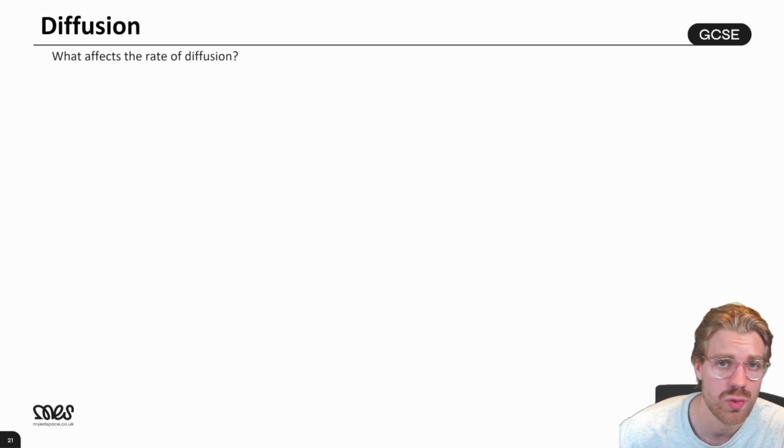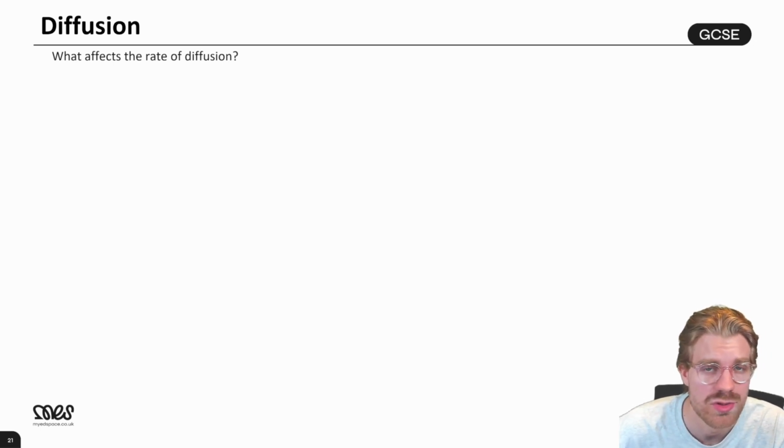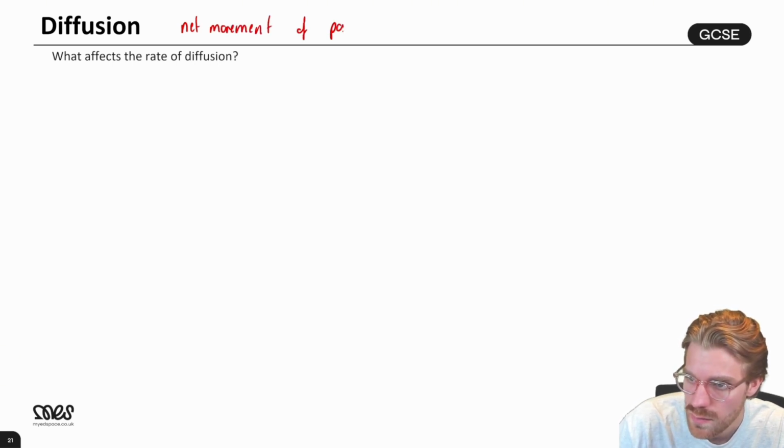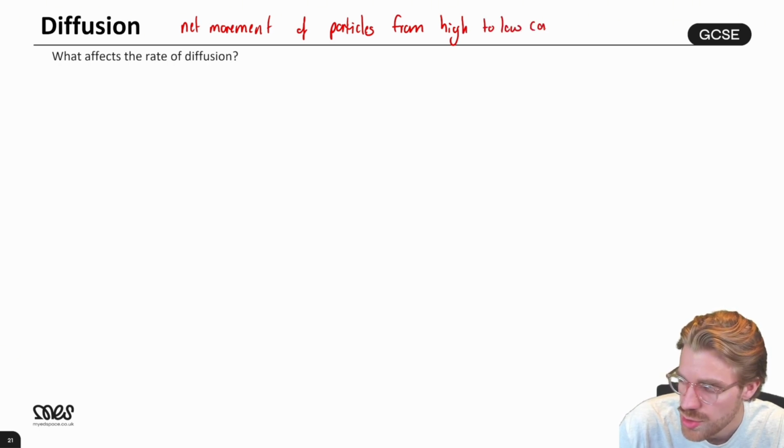Our third part of Module 1 is about cell transport. So we're talking diffusion, osmosis, and active transport. Let's break down diffusion to begin with. So diffusion is our net movement of particles from a high concentration to a low concentration.